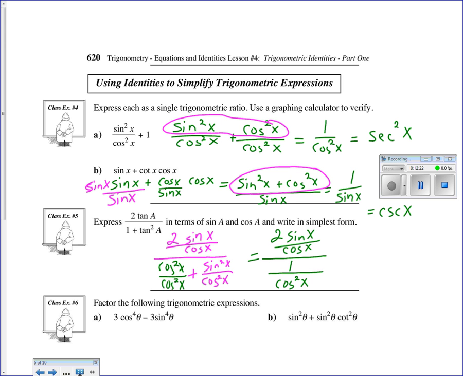And now I can perform some reciprocal work. Multiply by cos squared x over 1. And I have some things that cancel. The 2 is still there. The sine is still there. And I'll have a single cos.